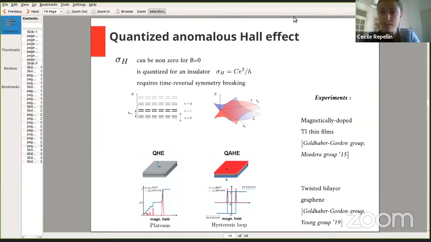More recently, in 2019, the same type of quantum anomalous Hall effect was observed in twisted bilayer graphene aligned with a substrate of hexagonal boron nitride. But in this case, there was no doping, and the time reversal breaking is actually spontaneous. So this is what I will focus on during this talk, and this is what I will now go into details about.